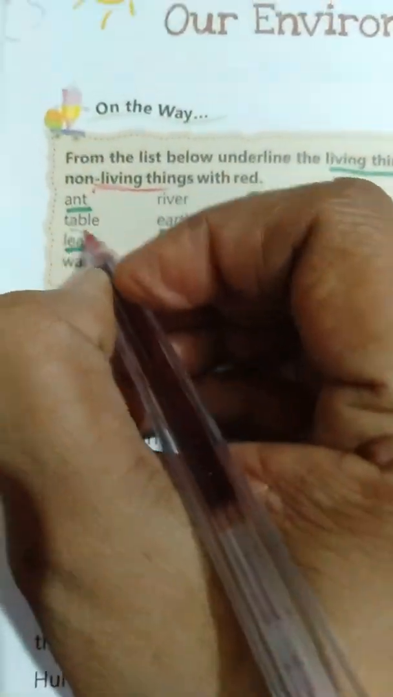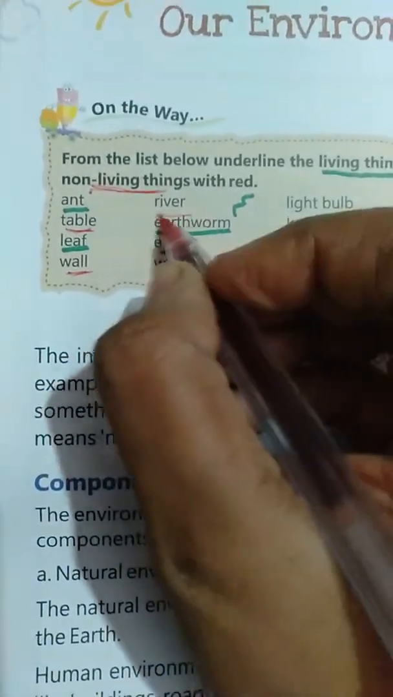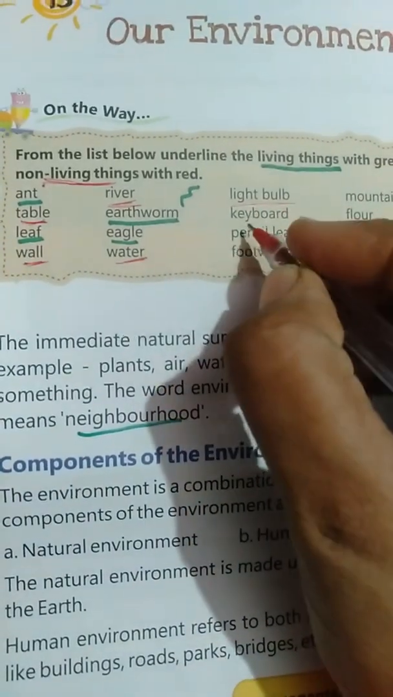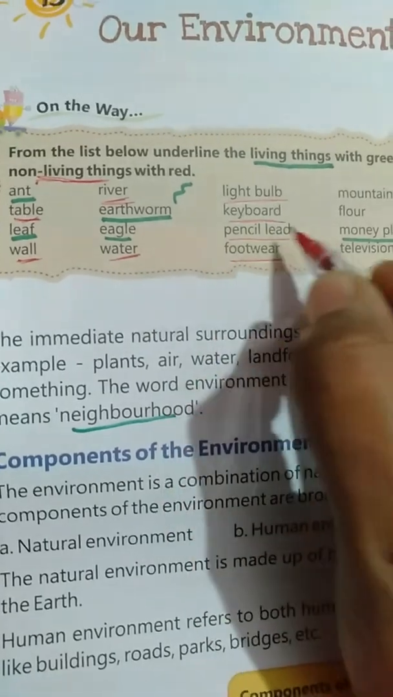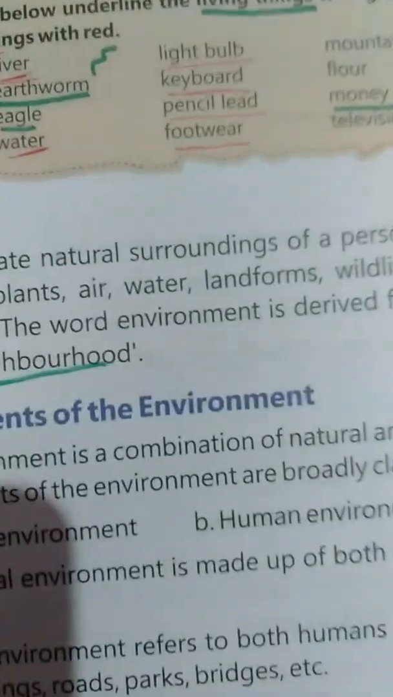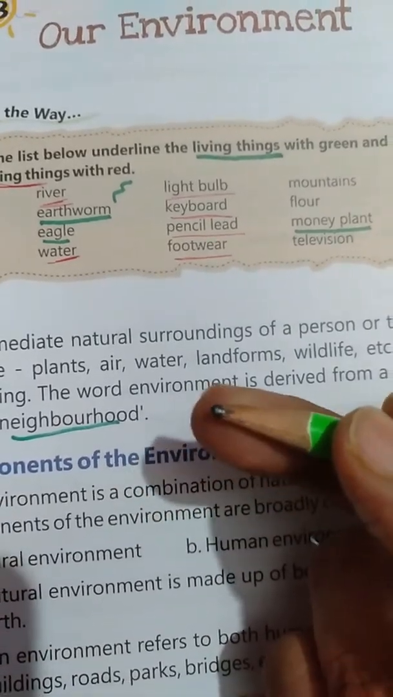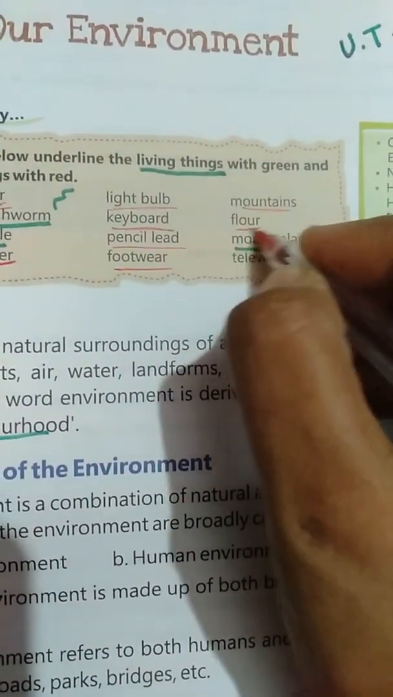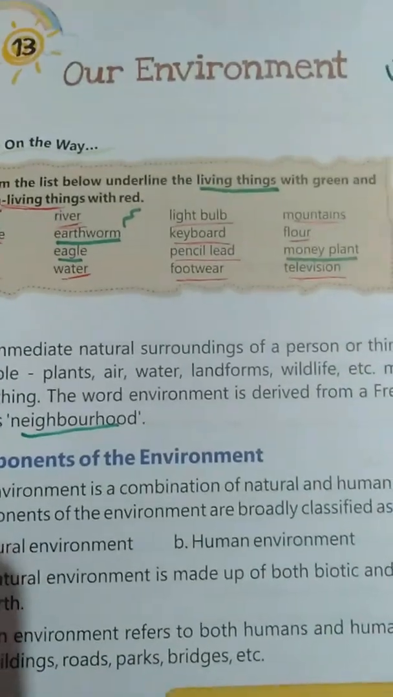So the non-living things we have to mark with the red color. Table is a non-living thing. Wall, non-living thing. River, non-living thing. Water, light bulb, keyboard, pencil lead, footwear. Pencil lead you understand, I hope. Pencil lead is this part, the black portion of your pencil. Then mountains, flour which we make the chapatis with, then the television. So these are the non-living things.